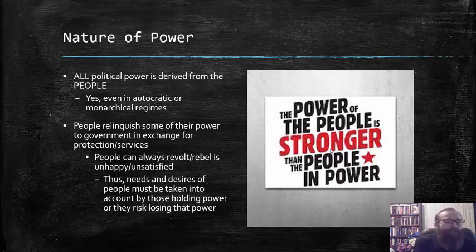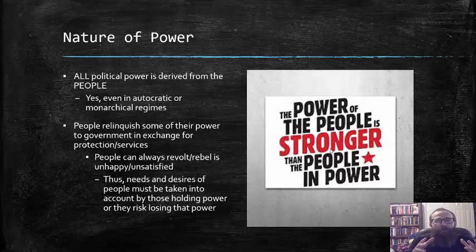Now, people relinquish some of their power to government in exchange for protection services. We kind of alluded to this earlier when we were talking about the fundamental reason that governments are formed, when we discussed the three drivers of humanity in the previous lecture on the elements of historical theory. This is where this really comes more into light here.